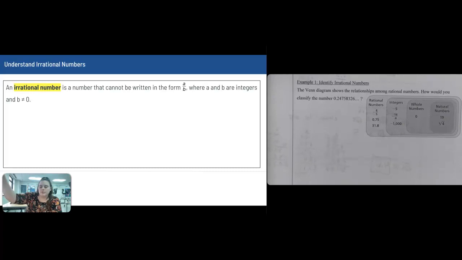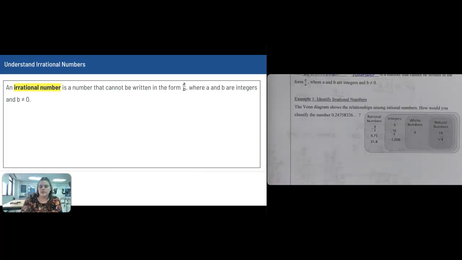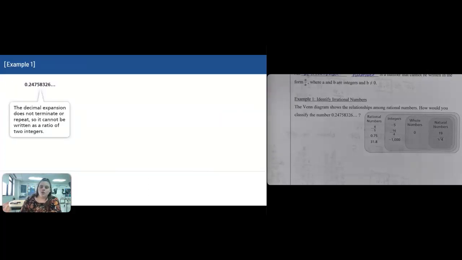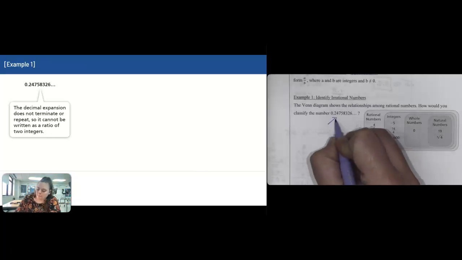Here, the Venn diagram is showing the relationships among different rational numbers. How would you classify the number 0.24758326...? Well, to start off, the decimal expansion does not terminate or repeat.